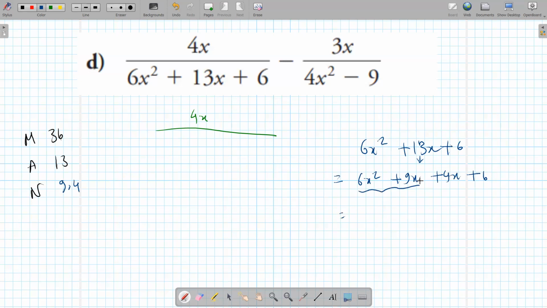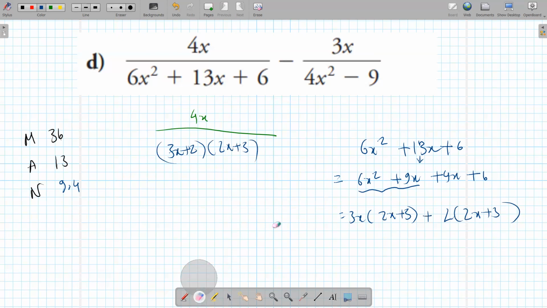What can we pull out from the first two terms? 3x. What are you left with in the bracket? 2x plus 3. What about from the next two? A 2. What are you left with in the bracket? 2x plus 3. Both the brackets should be the same, and then you can combine them into 3x plus 2 and then times 2x plus 3. Okay, that's how you factor out that denominator.